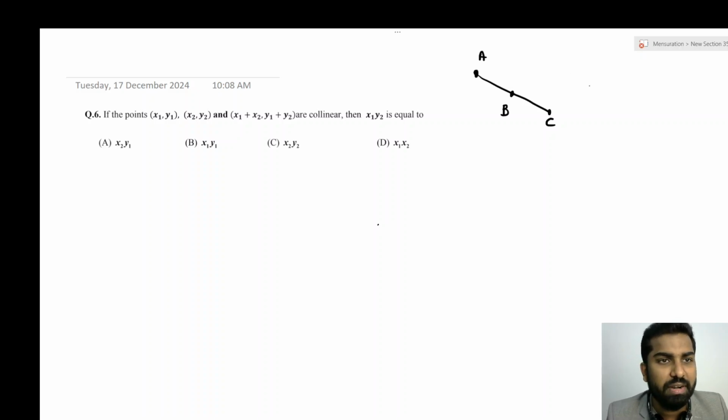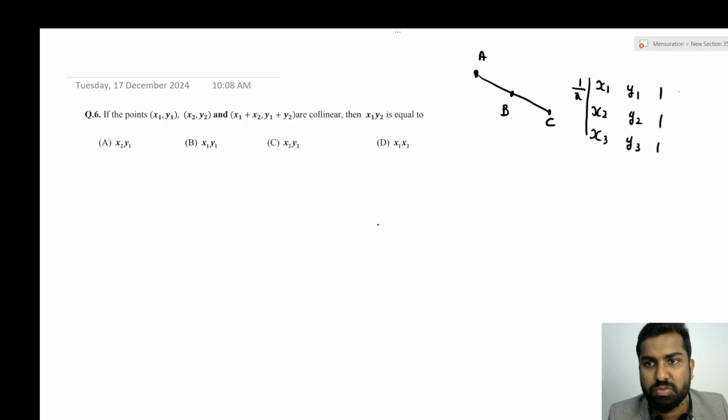If (x1, y1), (x2, y2) and (x3, y3) are the 3 vertices of a triangle, then the area of the triangle is half into the determinant of the rows x1, y1, 1; x2, y2, 1; and x3, y3, 1. This we already studied. Applying the same logic in this question, the 3 points are (x1, y1), (x2, y2) and the third point is this one. Since they are collinear, the area of the triangle will be equal to 0.